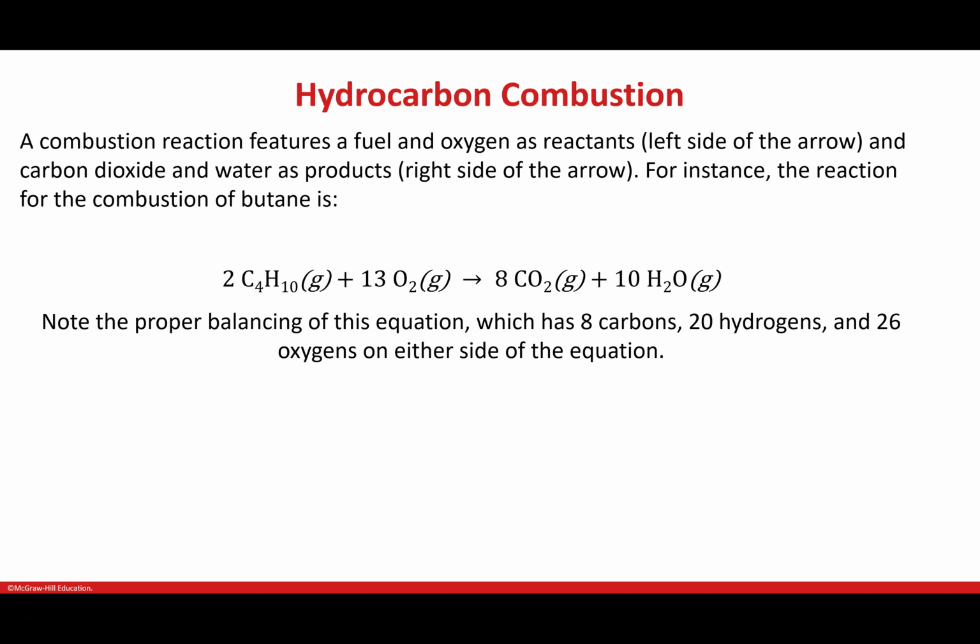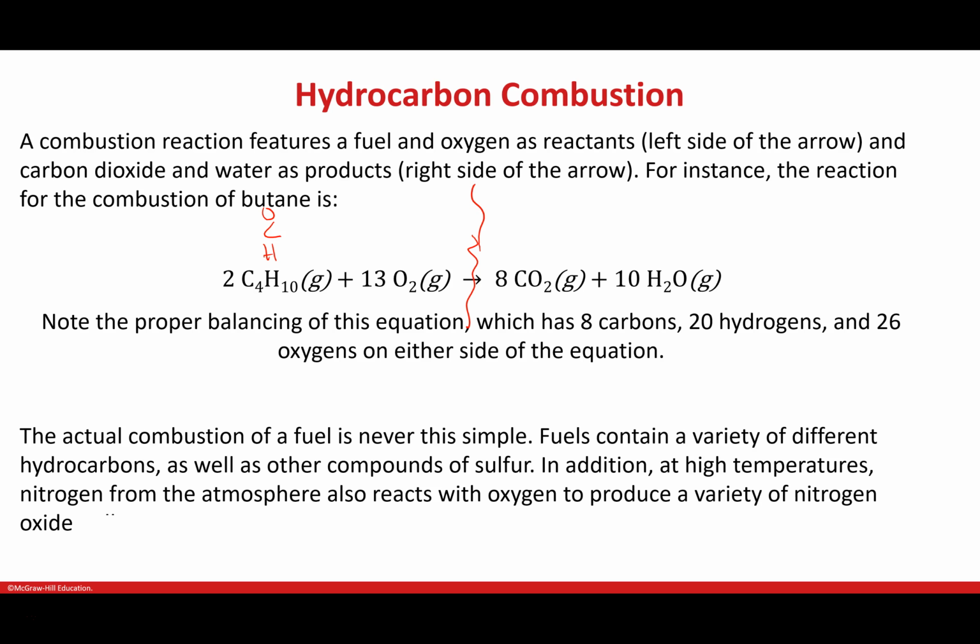So we're going to actually do some problems like this, where we could draw a brick wall and come up with the same number of carbon, hydrogens, and oxygens on either side of the brick wall. We could prove ourselves. You come up with 8 carbons, 20 hydrogens, and 26 oxygens.